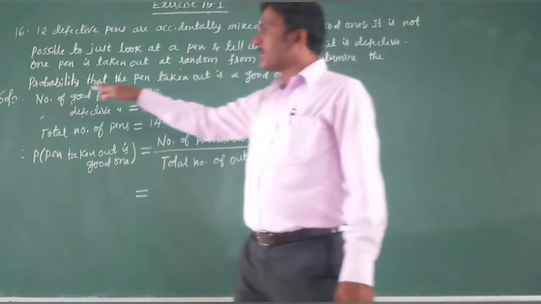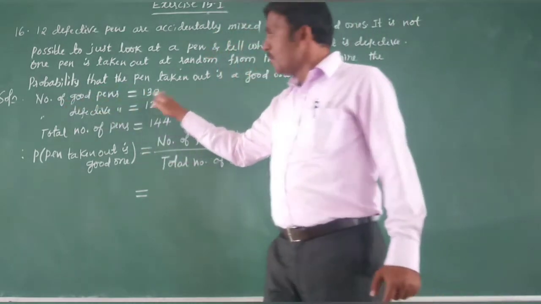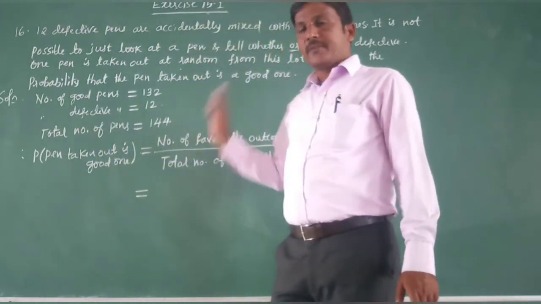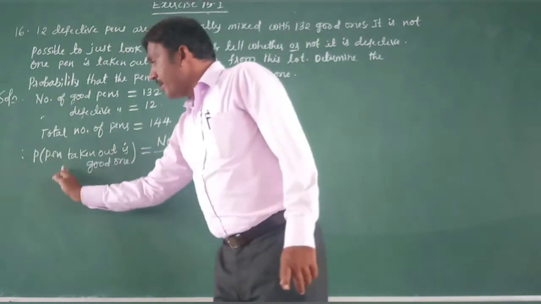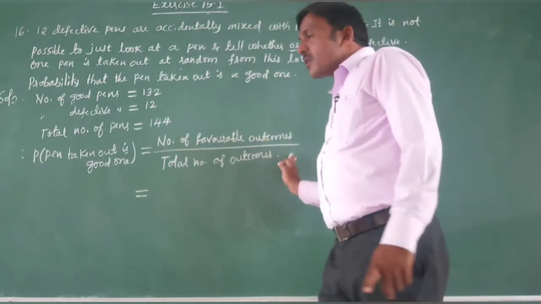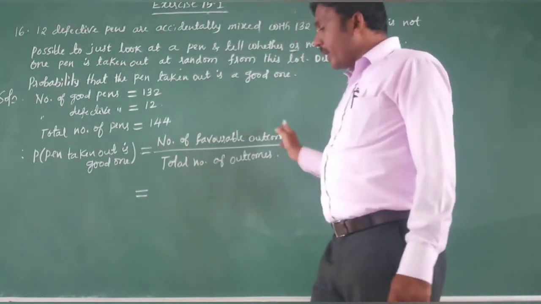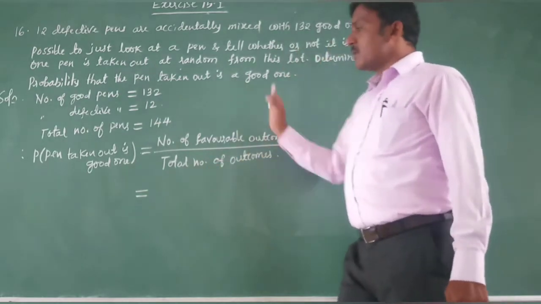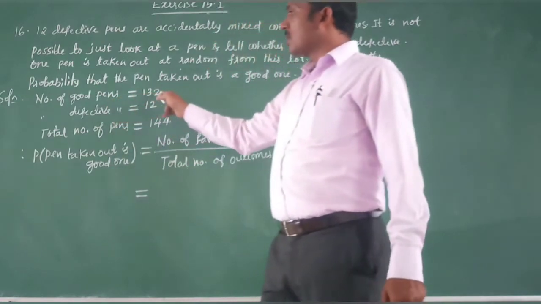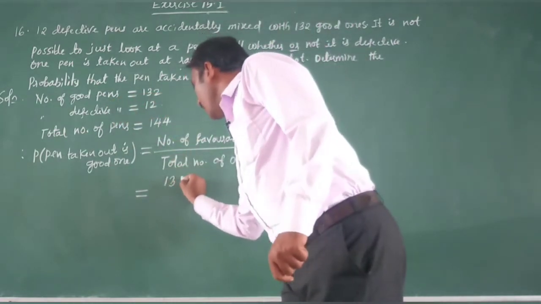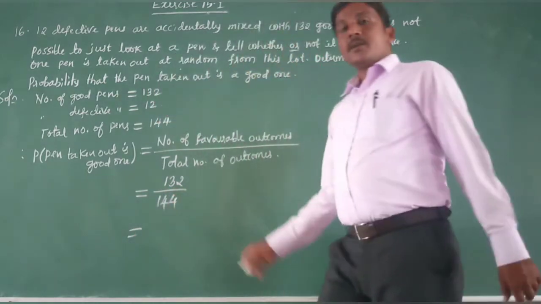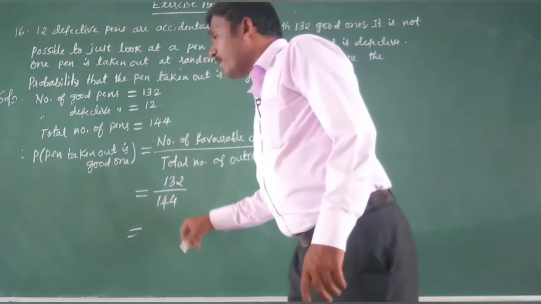According to the given question, it is given that number of good pens 132, number of defective pens 12, total number of pens 144. Now probability of pen taken out is good one, that is equal to number of favorable outcomes or number of outcomes favorable to E divided by total number of outcomes. See, number of favorable outcomes are nothing but what? Good pens are 132. 132 divided by total number of pens are 144. Simplify this one. It is divisible by 12.